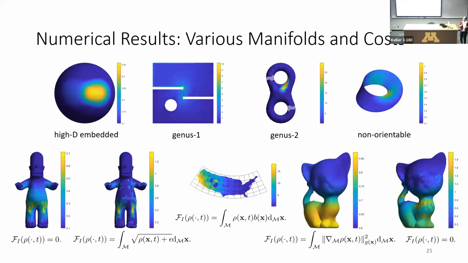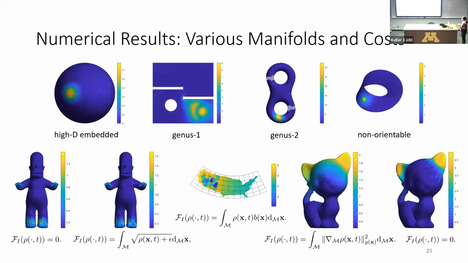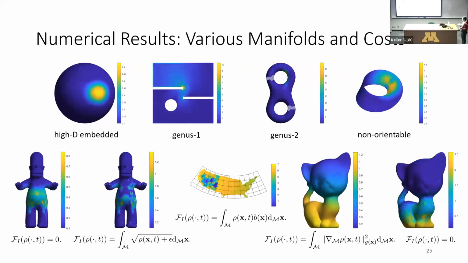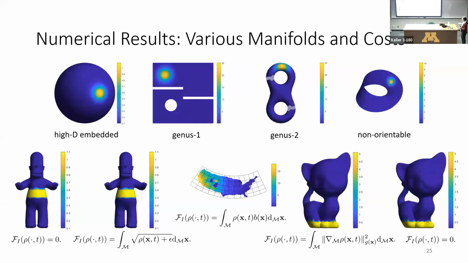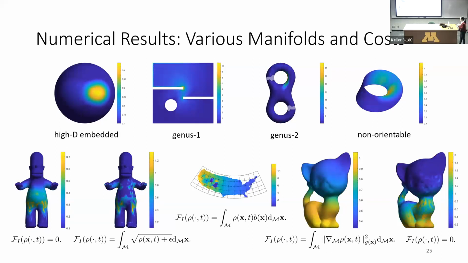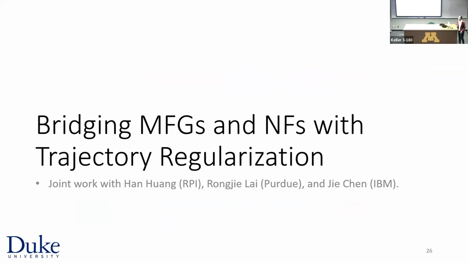And we can also deal with different objective functions. We can do some local objective, imposing the sparsity of the density. We can do some global interaction. This imposes the uniformity, this informs the smoothness of the density. Okay, that's the first part.